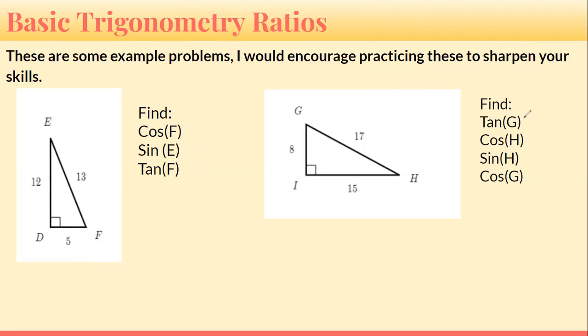Okay, tangent of G. Let's take a look. Tangent is opposite over the adjacent, 15 over 18, right? Cosine of H, on the other hand, is 15 over 17. And sine of H is 8 over 17. Make sure you understand this. And cosine of G is equal to 8 over 17.